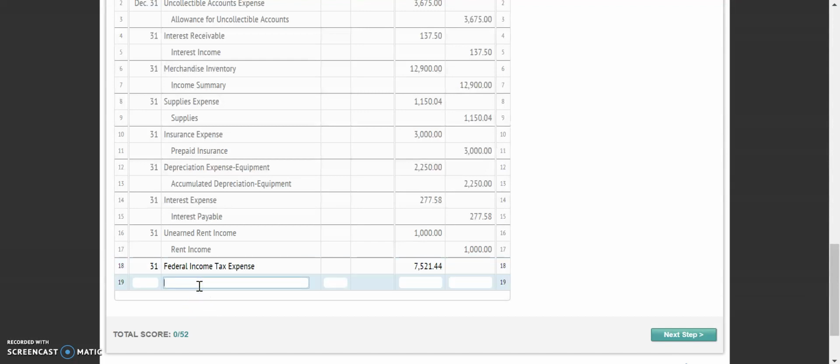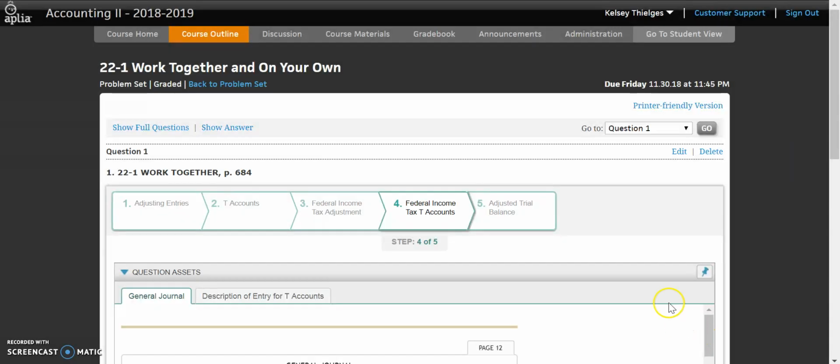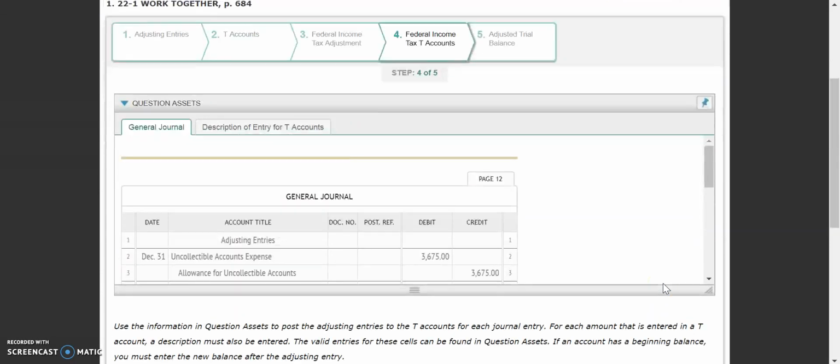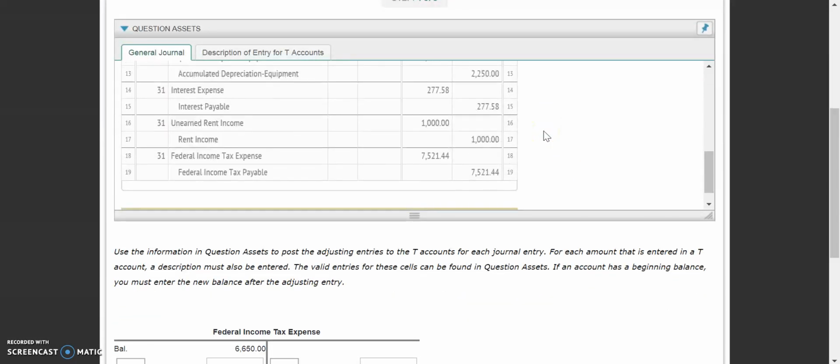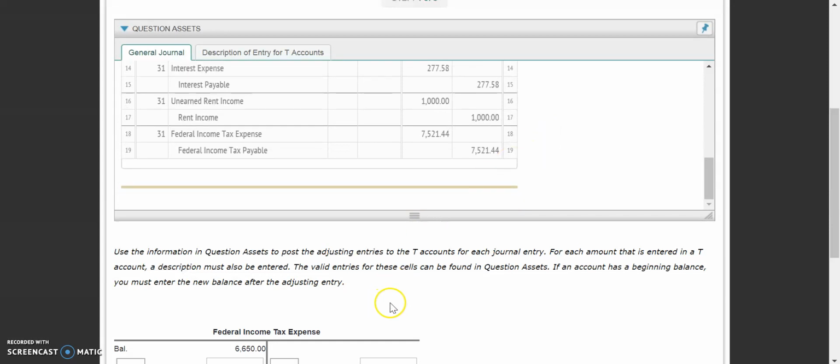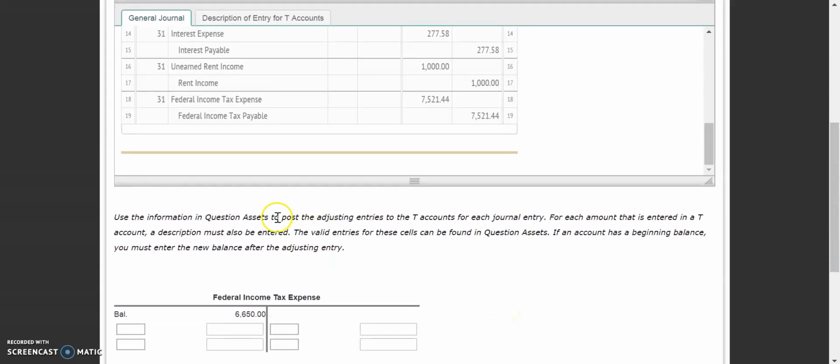And then because we have not paid it yet, it becomes a liability for us with a federal income tax payable for the same amount of $7,521.44. Okay, so we head over to step number 4, which is just to put this amount into our T accounts that we had before here. So it says using the information in our question assets, we're going to post the adjusting entries to the T accounts for each journal entry.